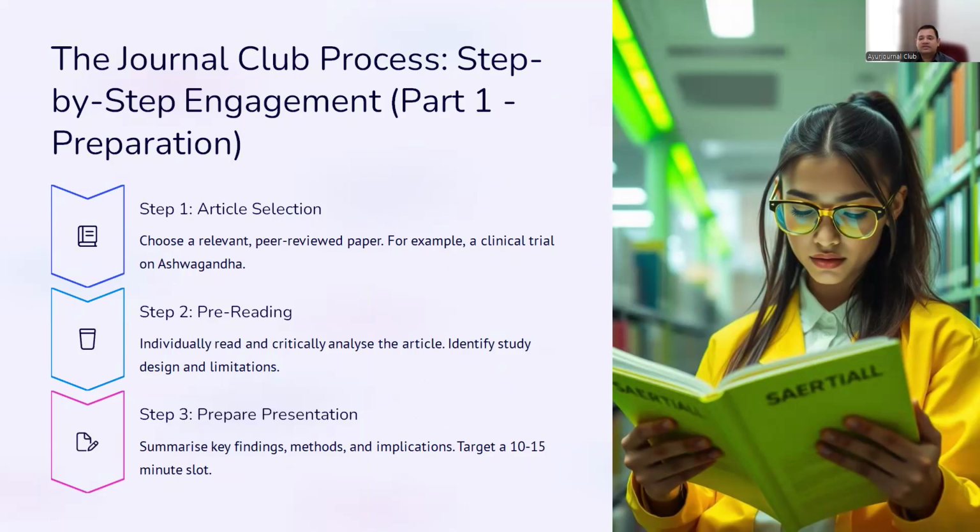So how are we going to engage in this particular learning process? When we start our journal reading process, we can go for article selection. Articles should be relevant to a particular group of students. For example, if it's final year or second year students, we can go for some clinical trials on Ashwagandha. Then there should be a pre-reading process. Pre-reading means you upload that paper in the group which you have formed for the journal club, and all our students have to read a certain part of the particular topic which will be discussed in the physical session.